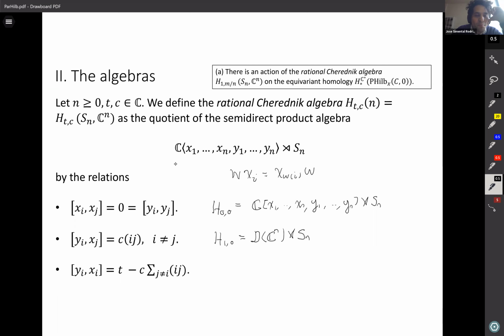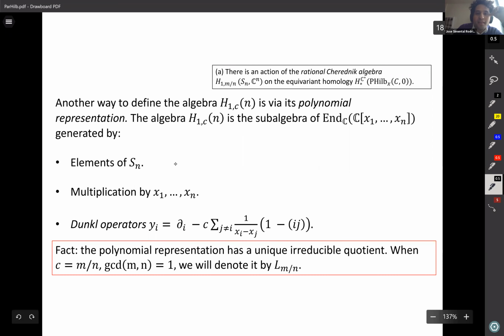Presenting an algebra by generators and relations is my second favorite way to present an algebra. My favorite way is to give you a faithful representation of this algebra, which is what I'm going to do. When t is equal to 1, I can also define the rational Cherednik algebra via its polynomial representation, which means that the algebra acts faithfully on polynomials in n variables. The action of W, the symmetric group Sn, is again just by permuting the variables.